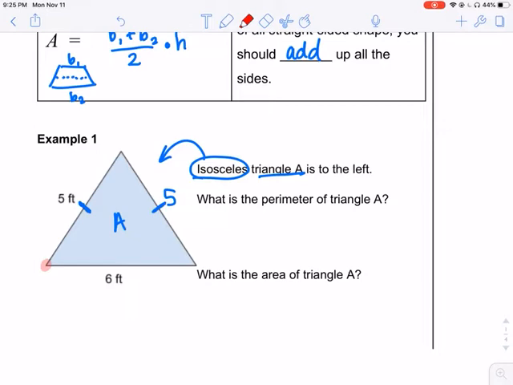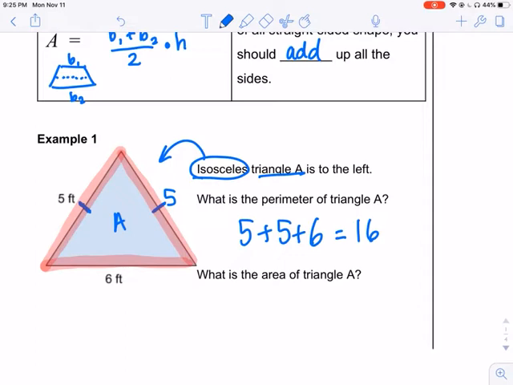I'm going to start at one corner. I'd say this is 5 plus 5 plus 6, which is 16. It says here that it's in feet, so I'm going to write 16 feet. And then next it asks me about the area.